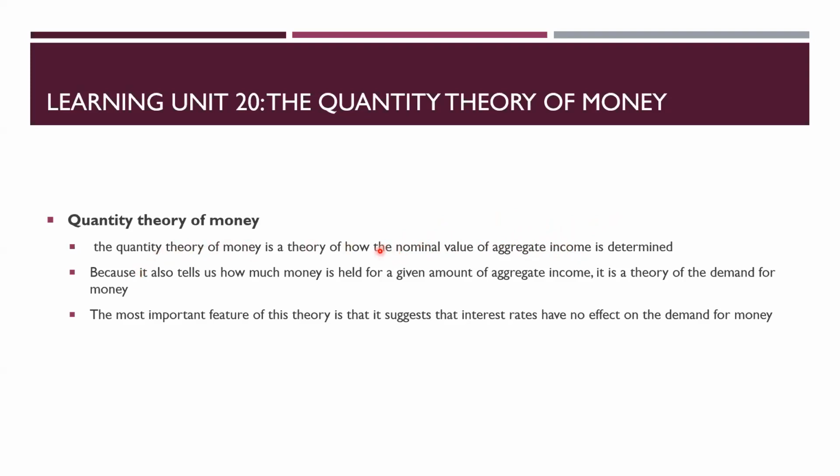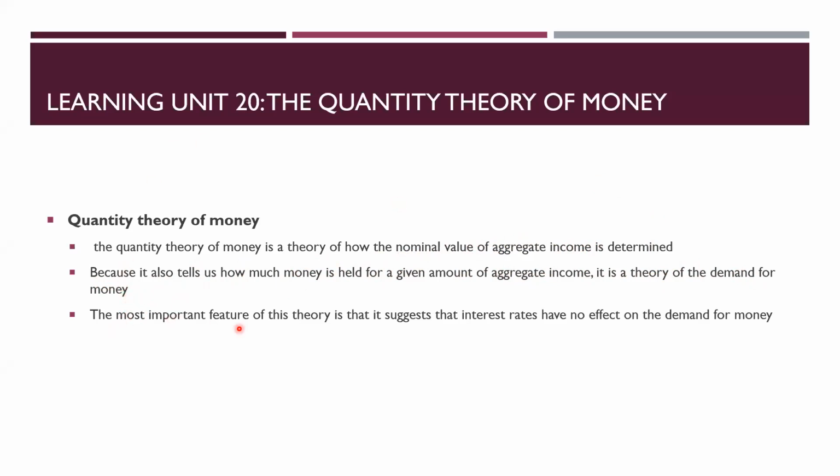So it's an equation that simply tells us how nominal income is determined in the economy. Because it also tells us how much money is held for a given amount of aggregate income, it is also referred to as the theory of the demand for money. So it's two in one. Number one, it determines the nominal value of aggregate income. Two, it tells us how much money is held at a given amount of aggregate income, which is, in other words, the theory of the demand for money.